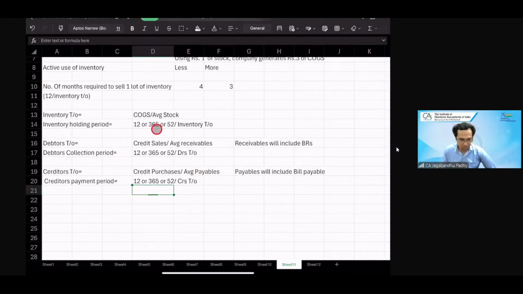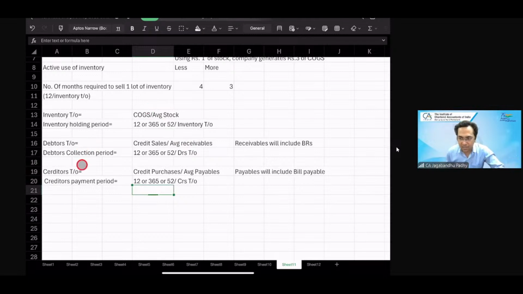So COGS upon average stock. From that we can actually get the inventory holding period also, which is simply 12 or 365 or 52 divided by the inventory turnover. Debtors collection period was 12 or 365 or 52 divided by the debtors turnover. And the same goes with the creditors payment period. Okay. So remember that over here receivables include your bills receivable, and here payables will include the bills payable. So that is COGS upon average stock. Here it is credit sales upon average receivables.